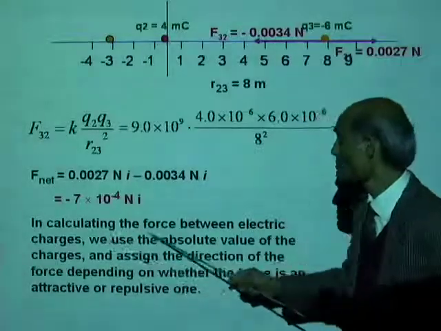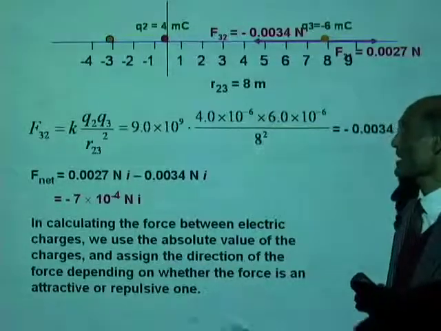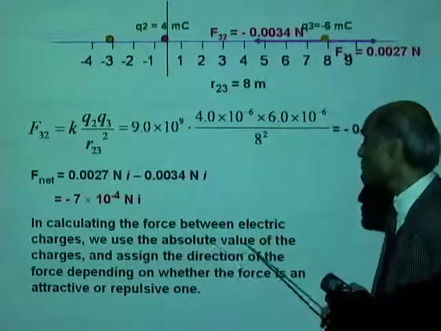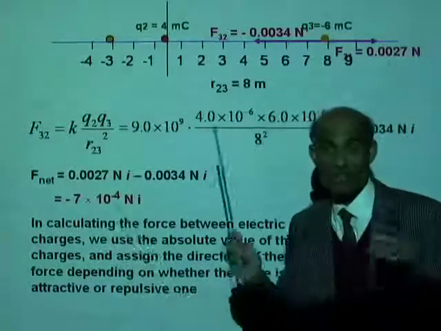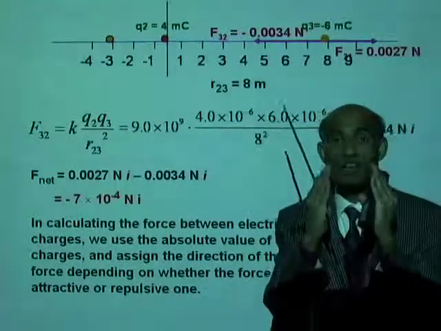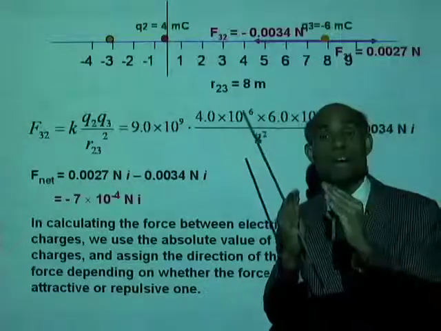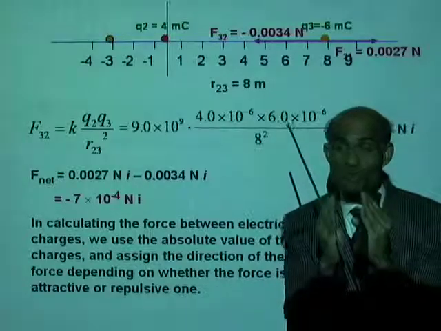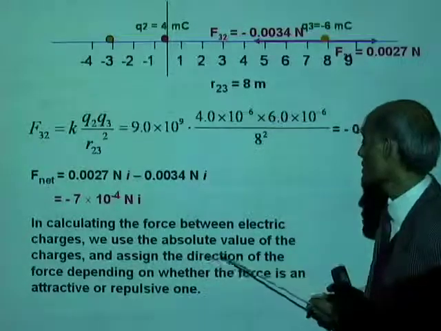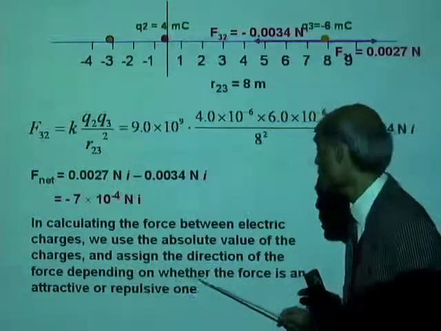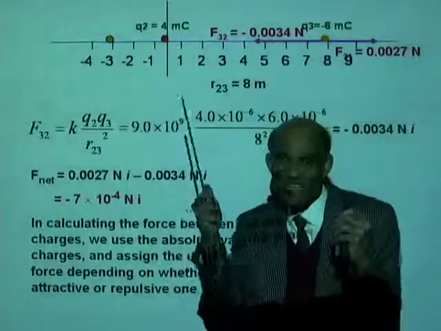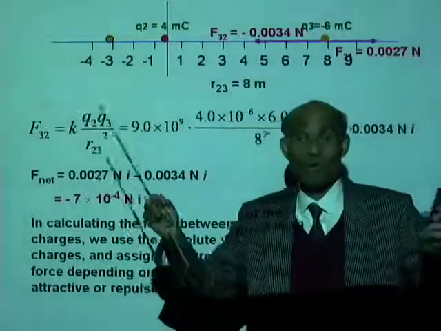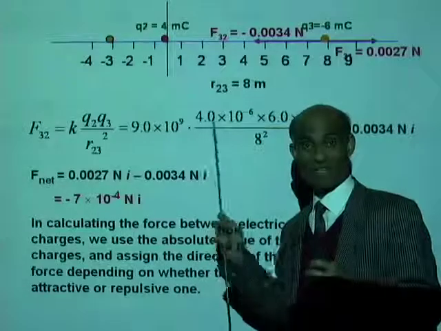Now, in calculating the force between electric charges, we use the absolute value of the charges. That means we will not consider positive or negative signs of the charges. We will calculate the magnitude of the force and then determine the direction depending on whether the force is an attractive force or a repulsive force, like we did here.